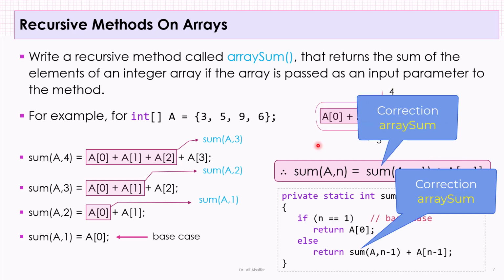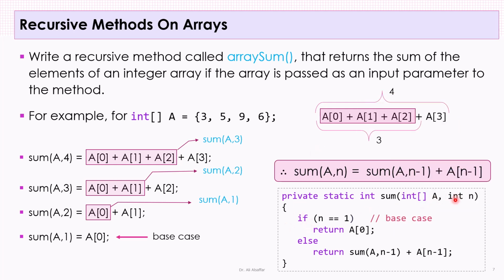To implement this recursive design in Java, we use an if statement. We start with the base case. If the input parameter n is equal to 1, which is the base case, then it returns the only available element in this array, which is A0. Otherwise, we call recursively according to the expression we have here. We call the method recursively, but passing n minus 1 as the size of the array, plus the last element of this array, which is a[n-1].